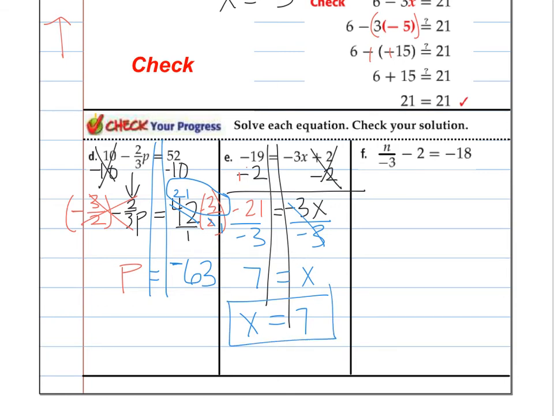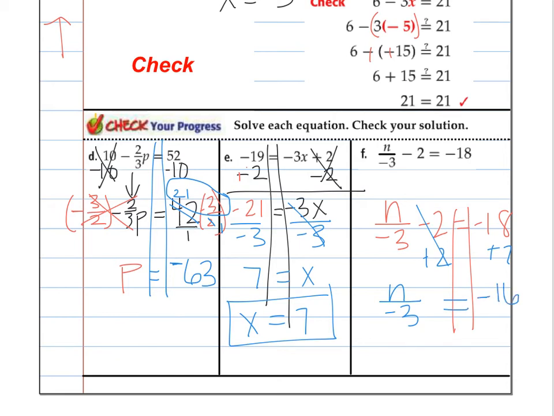This one's a little tricky. Pay close attention. So, if you think forward order of operations, n was first divided by negative 3, then subtract 2. So I need to add 2. N divided by negative 3 equals negative 16. Multiply. So this is really like there's a 1 there. So we undo dividing by multiplying by negative 3 because they cancel. A negative divided by a negative is a positive. 16 times 3 is 48.